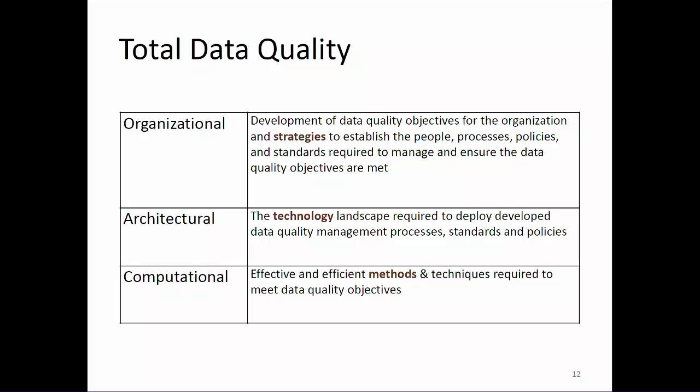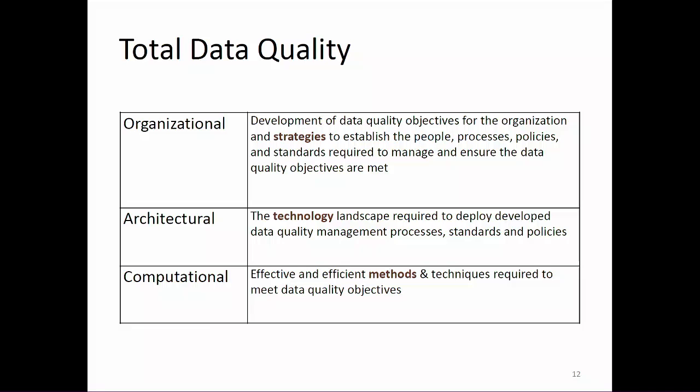And then architecture. Obviously, you need some infrastructure, some tools and technologies to make sure that the data is collected properly, and then formatted and stored. There are so many different architectures available to do that. And then computational, which methods and algorithms you will be using. Again, there are so many choices of algorithms.